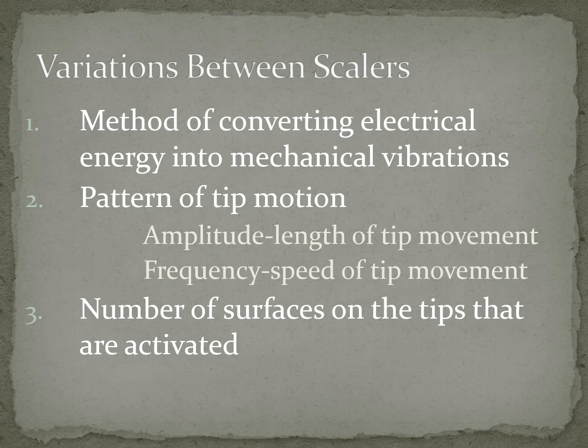Another difference is the number of surfaces on the tip that is active. Okay, so if 100% of that tip is active, then our angulation can be a little bit easier. If only the lateral surfaces, then we're going to need to use that instrument more like a hand instrument, okay, because not all of it is active.